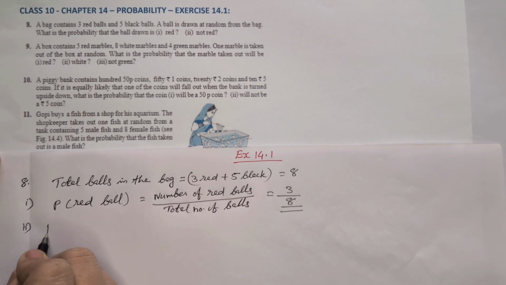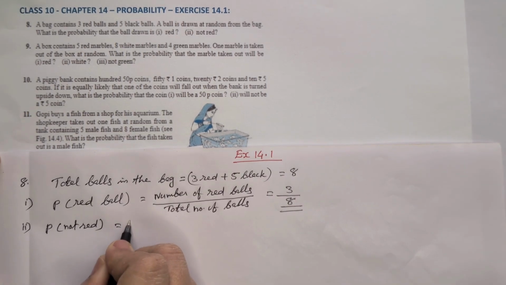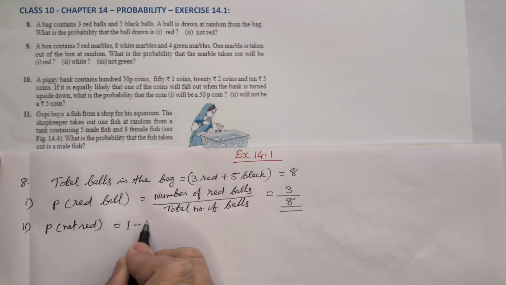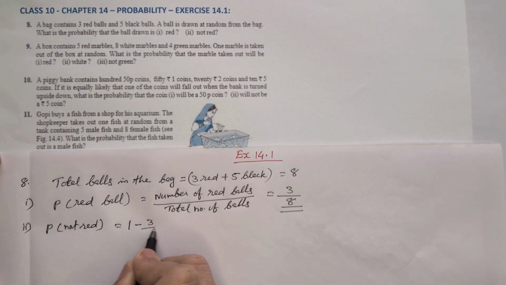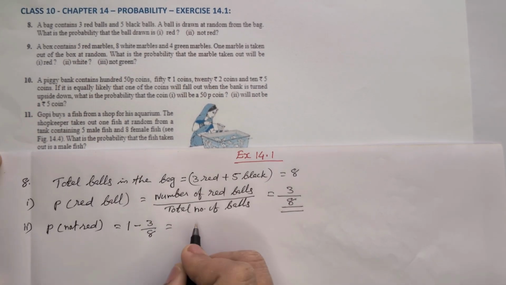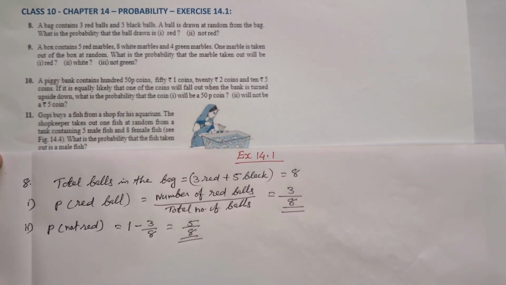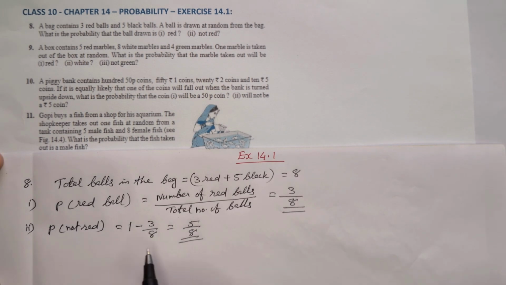Second part, probability of not red. Probability to get not red, that means total probability is 1, minus the probability to get the red ball, 3 by 8, which is equal to 5 by 8. This is by using P of E plus P of not E is equal to 1.